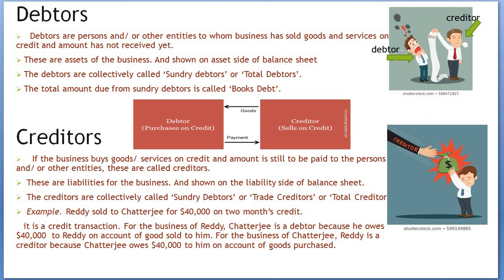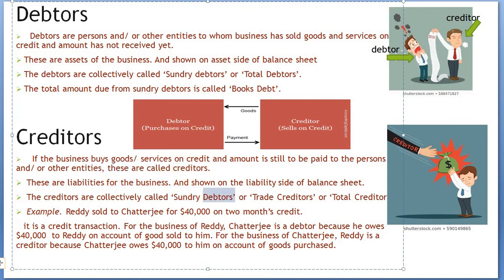And if the business has sold the goods to someone on credit basis, that person is known as the debtor of the business. Creditors are the liability because we have to pay the amount to the creditor. We have a sword hanging over our head that we have to pay him the money. So these are the claims of the business. The creditors are collectively called sundry creditors or trade creditors or total creditors.